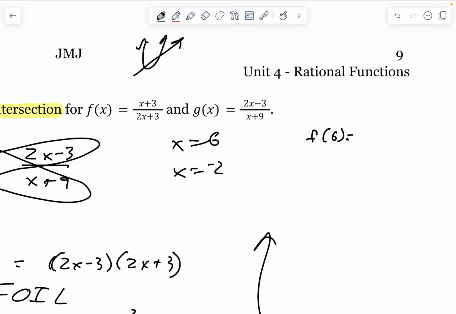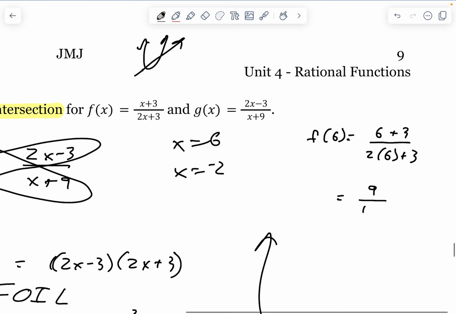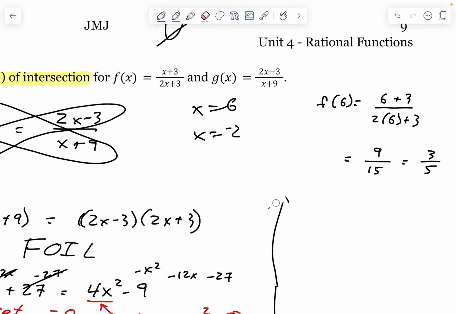I'm going to just choose f. 6 plus 3, 2 times 6 plus 3. Getting 9 over 12 plus 3, that's 15. And that would simplify, divide by 3, to 3 over 5. So that means one of my points of intersection, I write it over here, save myself some room, is 6 comma 3 over 5. That's one of them.